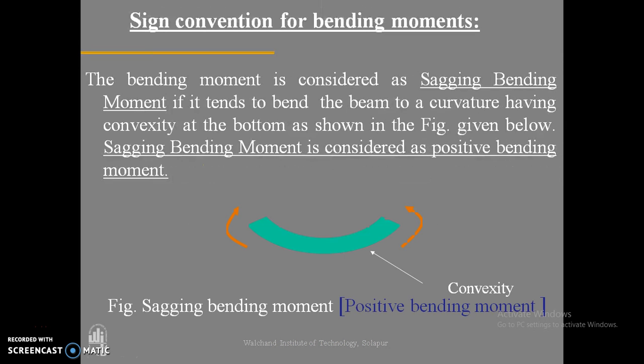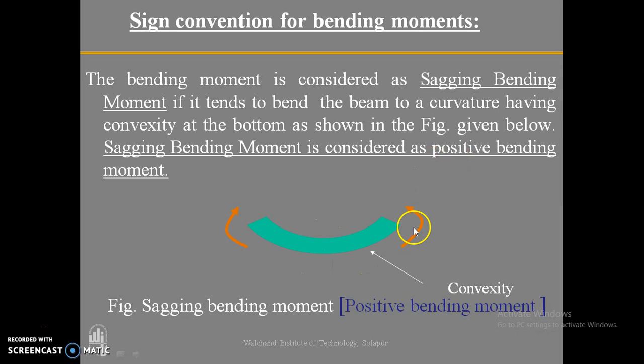In the same way, for bending moment also we have a sign convention. The positive bending moment is called a sagging bending moment if it tends to bend the beam into a curvature having convexity at the bottom as shown in the figure. So if you have a bending such that the convexity is present at the bottom, then this kind of bending moment is called sagging bending moment and is considered as positive bending moment as shown in the figure.